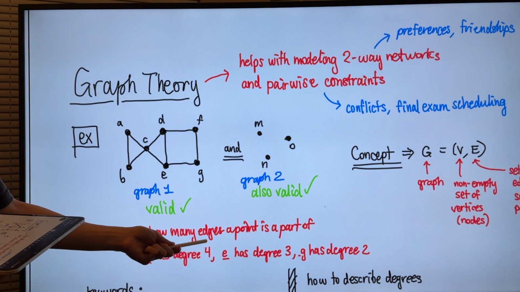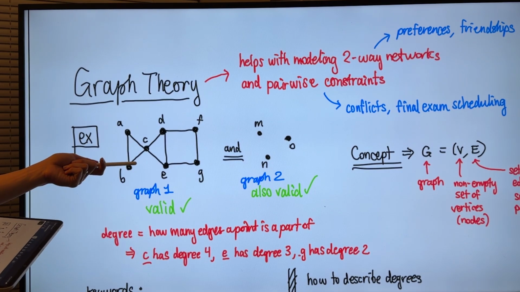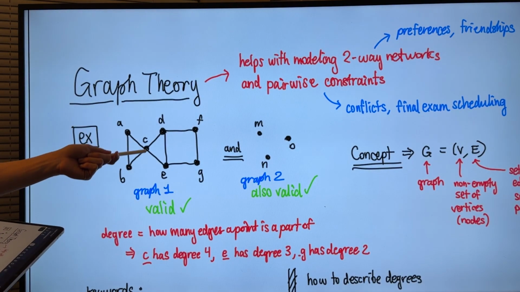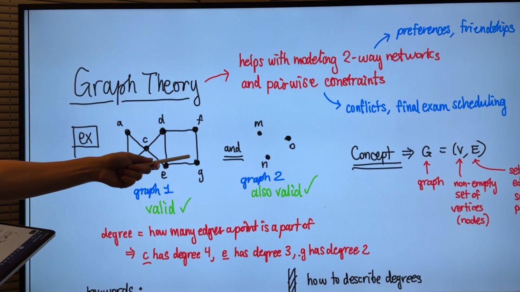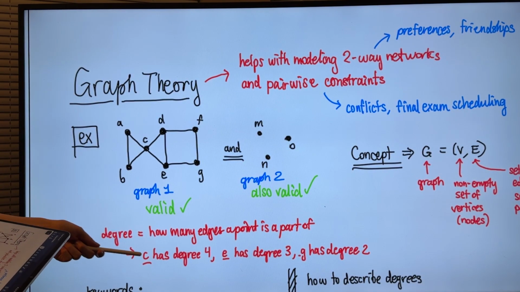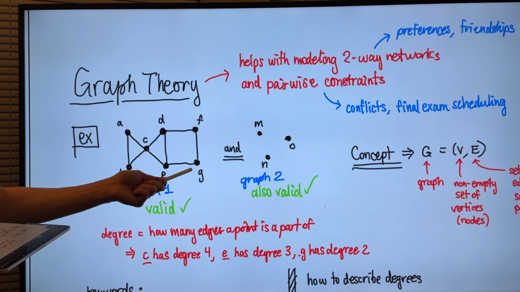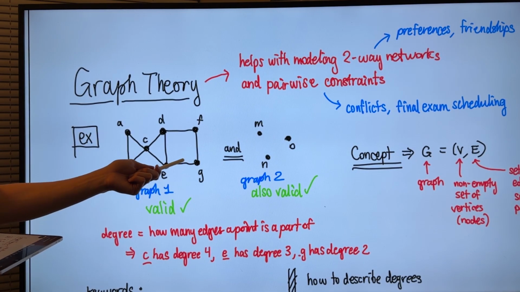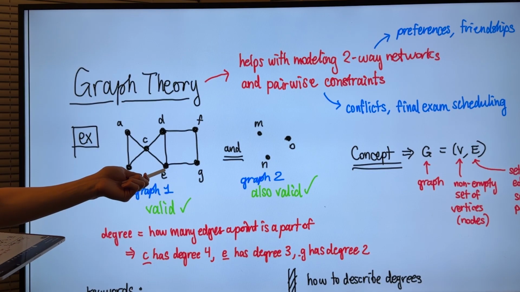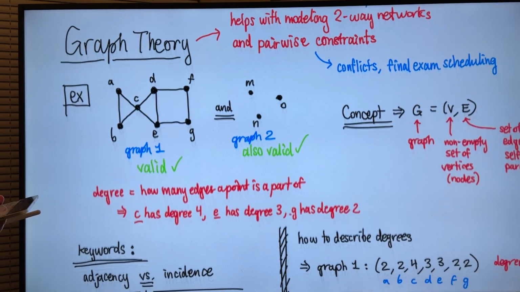Similarly, for vertex E, we say that it has degree 3 because E is connected to 3 other edges. And for G, we say that it has degree 2 because it only extends out as part of this edge with E and part of this edge with F. So that's how we define degree with these kinds of graphs.